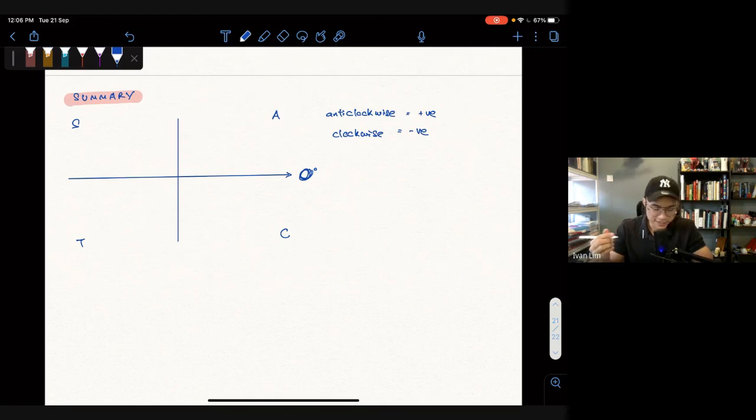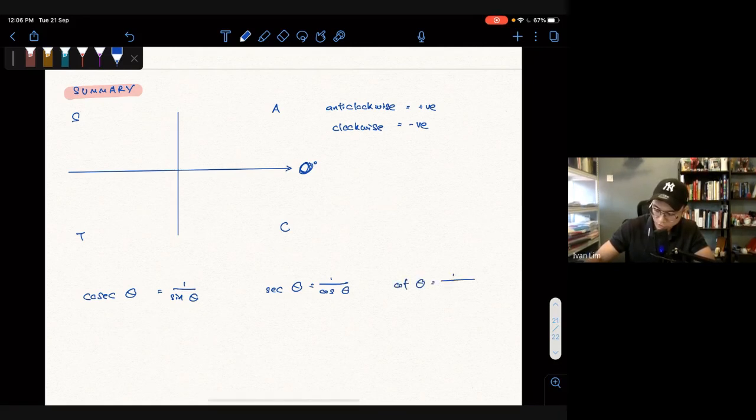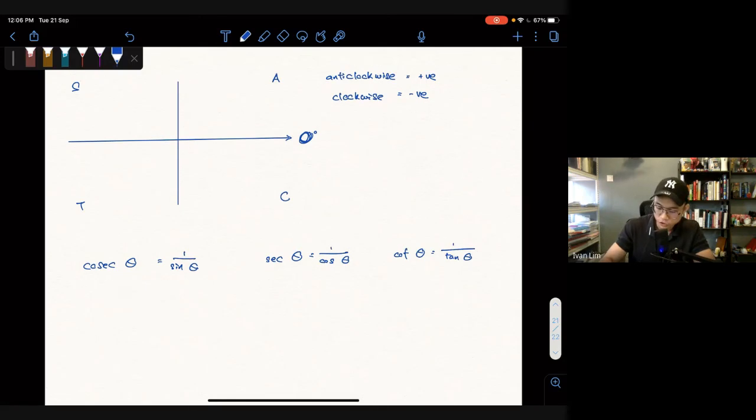Propaganda. Then the next thing that you learned is the trigo identities. But maybe before we go to trigo identities, we learned cosecant theta is equals to 1 over sine theta. Secant theta is equals to 1 over cos theta. And then cotangent theta, or cot theta, is 1 over tangent theta.